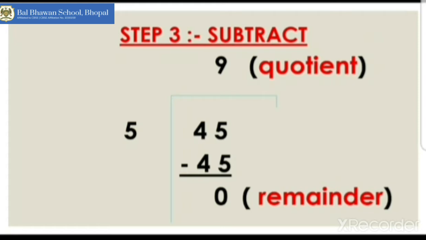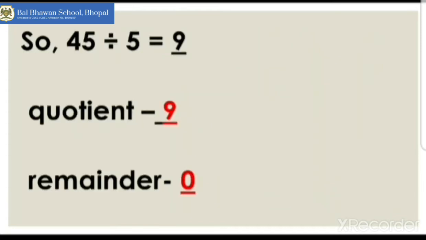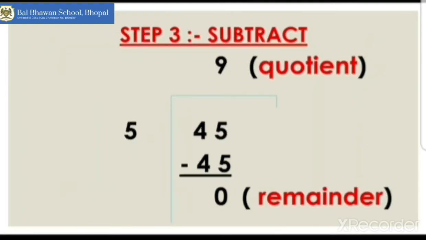Step 1, I'm repeating again, is division, that is divide. Step 2 is multiplication, that is multiply. And step 3 is subtraction, that is you are supposed to subtract. So that is how we worked out 45 divided by 5. And listen children, one more thing.